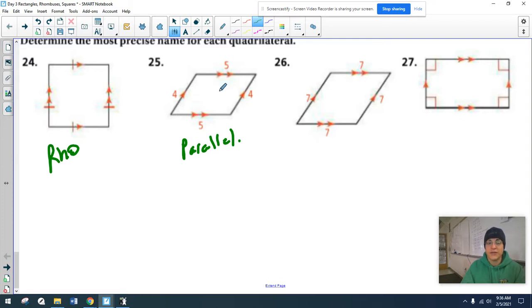Okay, those are the 2 attributes of a parallelogram. Opposites parallel, opposites equal. That's all that is. And then over here, I have opposites parallel and all 4 sides equal. This would be a rhombus. Here, opposites parallel and 4 right angles. So this would be a rectangle.